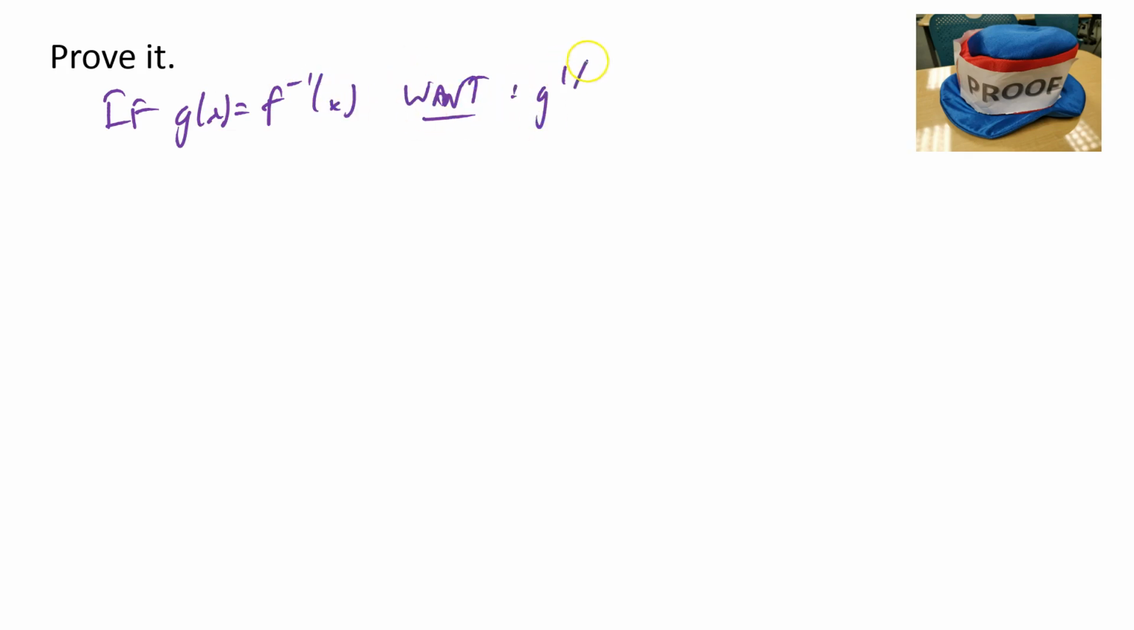So let's see if we can prove it. So this is definitely a proof. You don't have to know this, but the punchline, which we're going to get to next, is what you're going to have to know. So what I have is, if g of x is equal to f inverse of x, what I want is a formula for g prime of x.